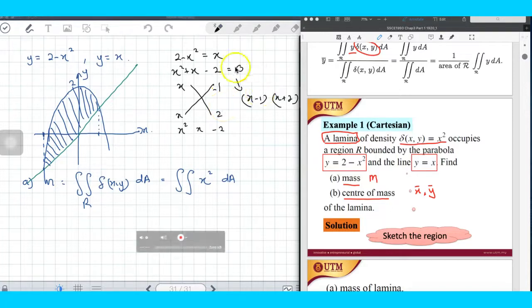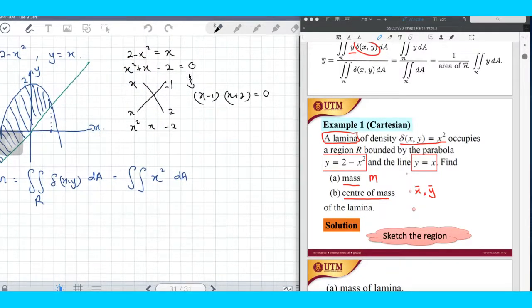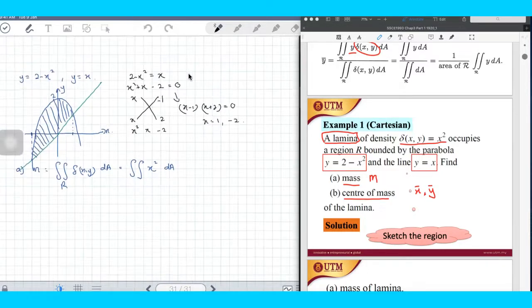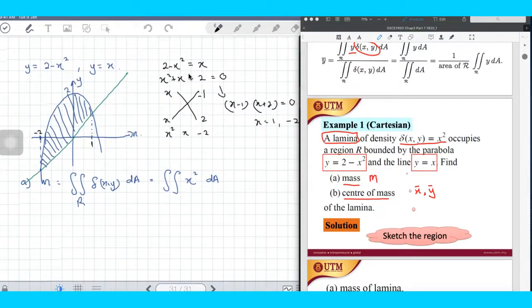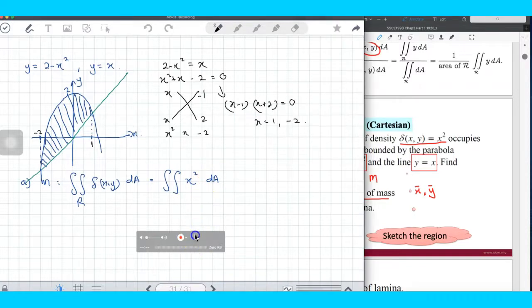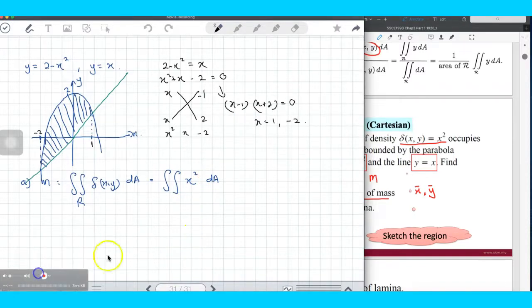Okay, so now we can rewrite this quadratic into this form. Then we can get the values of x. It is 1 and minus 2. So now we know this one is supposed to be minus 2 and this is 1. Okay, so now we already have the region, we already have the formula, but now we know the problem is about a double integral, right? So we have no problem determining the mass. We already know the formula. So now how can we integrate this?